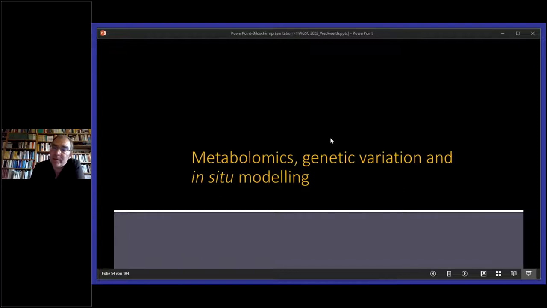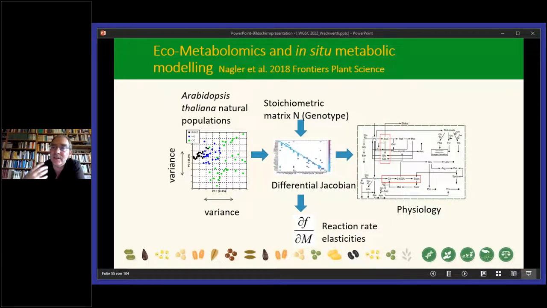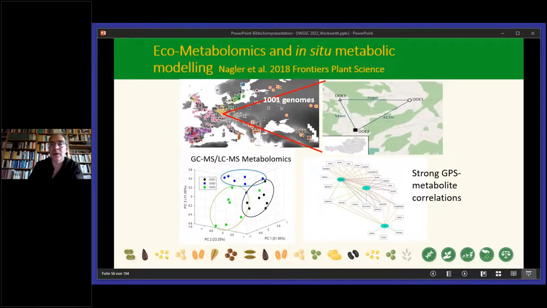So now I come back a bit to fundamental research using Arabidopsis thaliana as a model system. And here we investigated natural populations in their natural habitat. So we analyzed their metabolomics, their metabolite profiles in situ, in their natural habitats. And we applied modeling approaches. So we selected from this large panel of 1,001 genomes, three populations, which we also contributed to this panel. They were sequenced, and we measured them in their natural habitat. We measured metabolites, and they were easily distinguishable in these different habitats. And what was really interesting, we found strong GPS metabolite correlations also in this data. So actually, the metabolite phenotypes could predict the GPS coordinates.